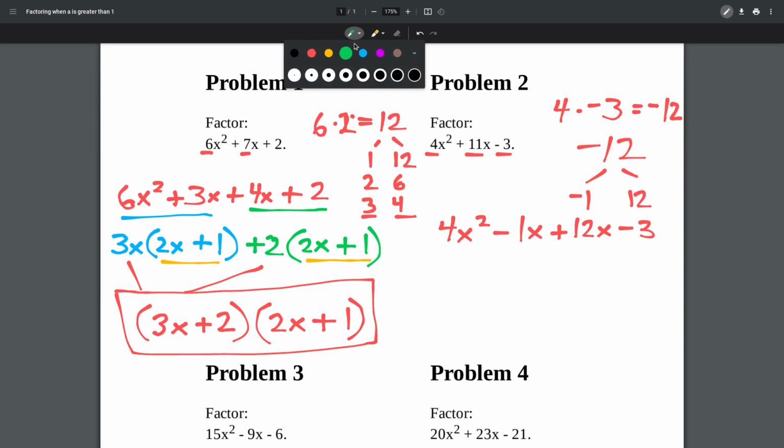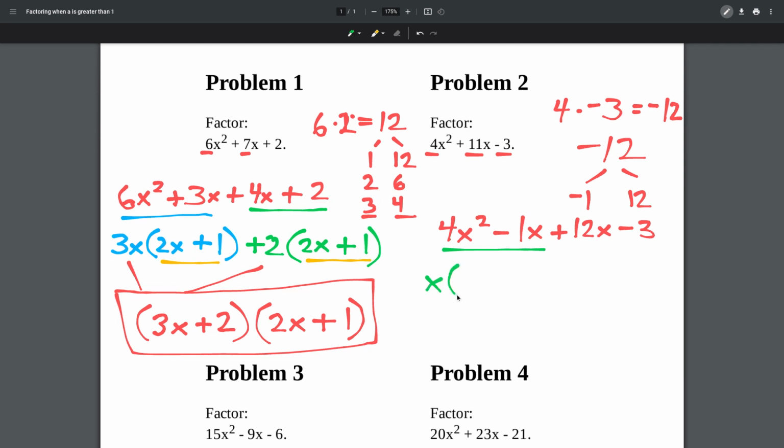Okay, so now I'm going to look at the first two terms here, so this 4x squared and the minus 1x. And I'm going to look for the greatest common factor, which in this case is just going to be x. So if I factor out x, I'm going to have x times 4x minus 1. And then I'm going to look at the last two terms here, so the 12x plus 3. And the greatest common factor here is going to be 3.